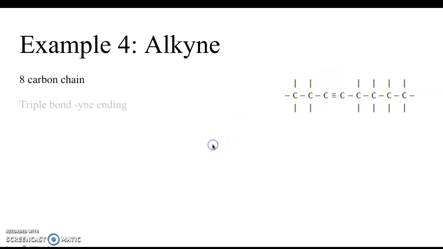So the 8-carbon chain is "oct", "-yne" ending for the triple bond. The triple bond is on carbon number 3, which makes this compound 3-octyne. Again, the 3 is the location of the triple bond. The "yne" tells me it's a triple bond that we're indicating. "Oct" tells me it's an 8-carbon chain.